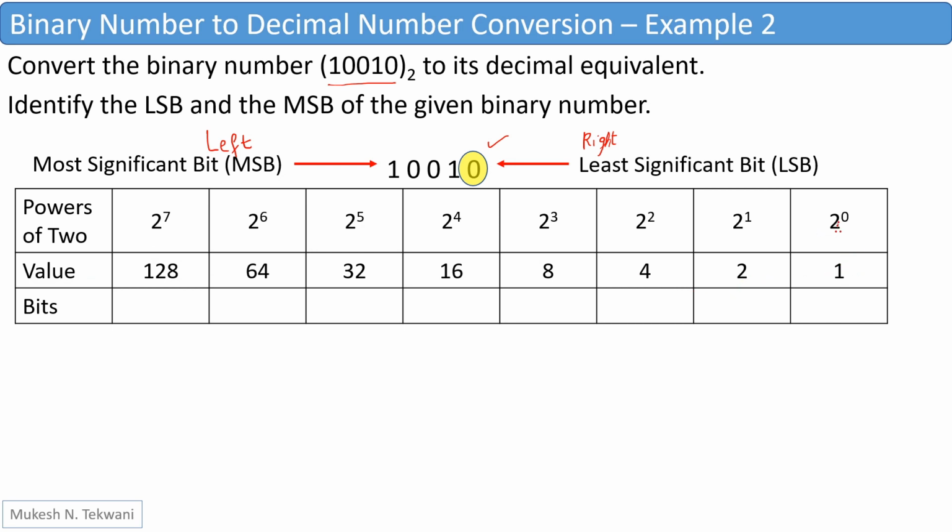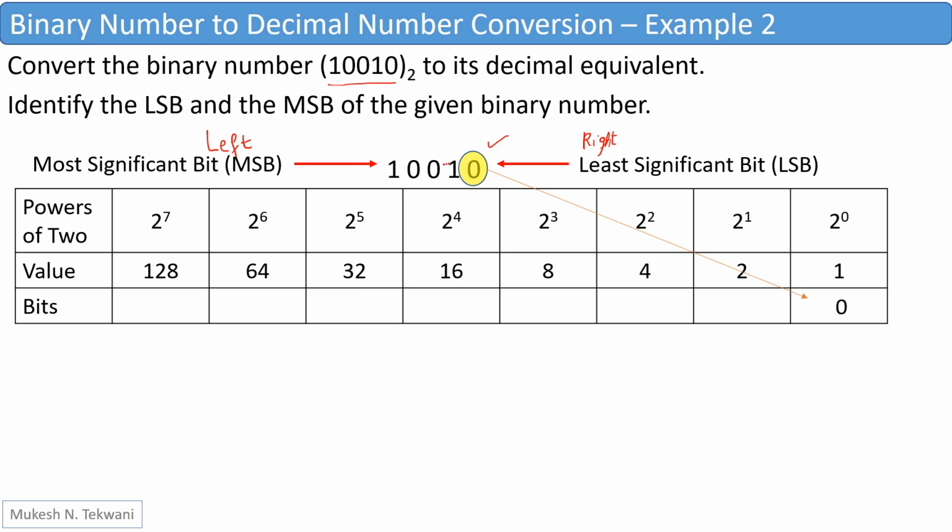So 2 raised to 0 is 1, 2 raised to 1 is 2, 2 raised to 2 is 4, 2 raised to 3 is 8, and so we have, up to this, 2 raised to 7 is 128. Now again in this, the third row will contain the bits. So we will pick up each bit starting from the least significant bit and put it below the appropriate power of 2. Since this is the least significant bit, it has the smallest weight, we copy this bit under 2 raised to 0, so that is 0.